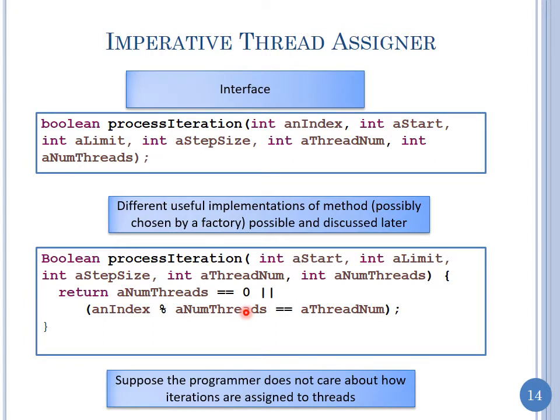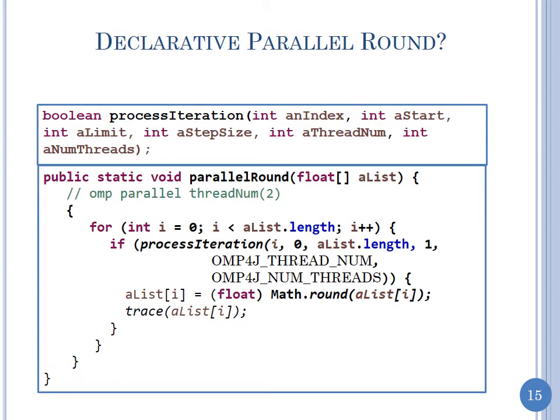So with a process iteration method like this, we can control how the threads are assigned the iterations. But suppose the programmer doesn't really care and says, system, you just do something. I'll just tell you how many threads there are, and I'll say that in my parallel construct, and you do the division yourself. So supposing that's the goal, let's try to figure out, and I hope I have a question here at least. How can we create a declarative parallel round, assuming that we don't really care about which thread is assigned which iteration?